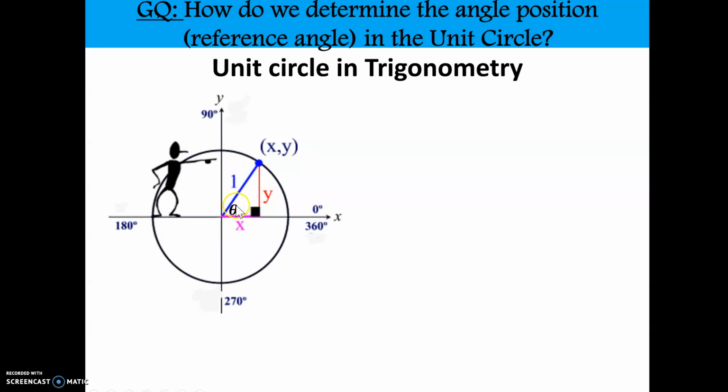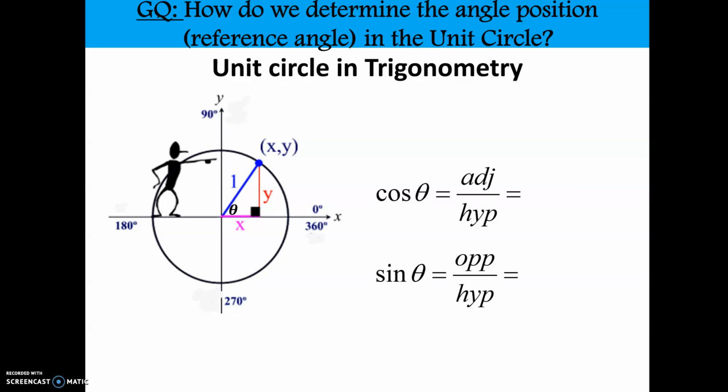We know that if this is theta, then y is the opposite, x is the adjacent, and 1 would be the hypotenuse. So let's write the trig ratios using sine and cosine in terms of x and y. Cosine is adjacent over hypotenuse, so x is the adjacent, 1 is the hypotenuse, so cosine of theta would be x over 1. Same thing for sine, it's opposite over hypotenuse, so it will be y over 1.